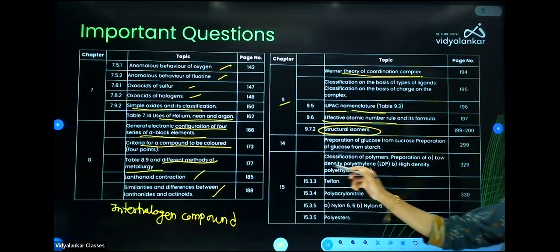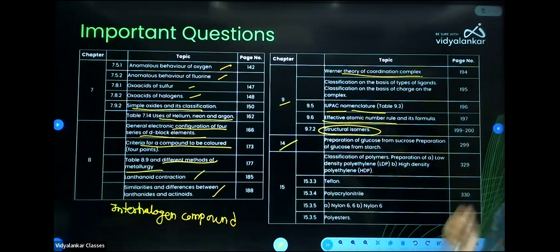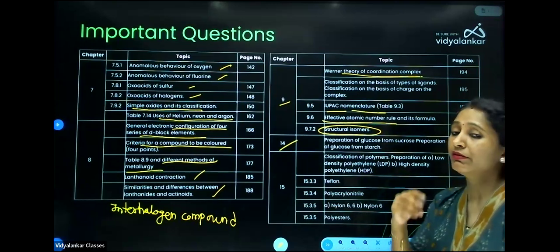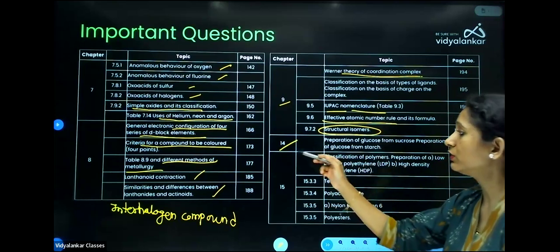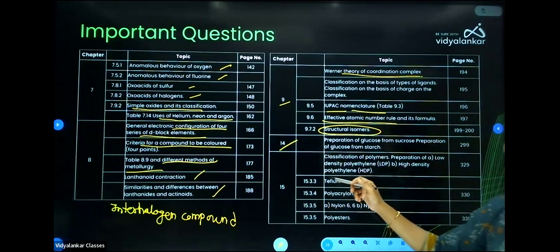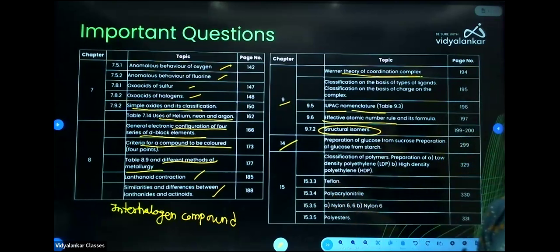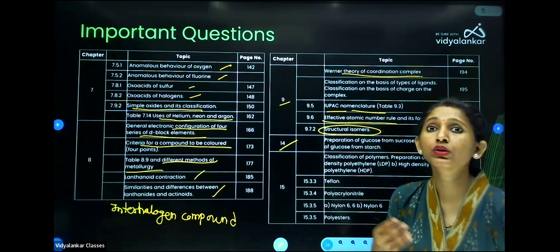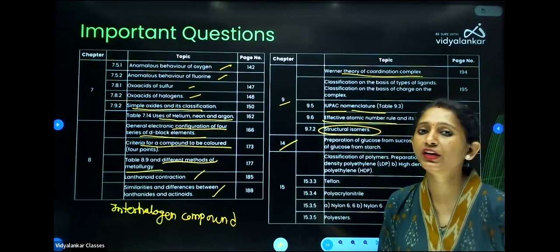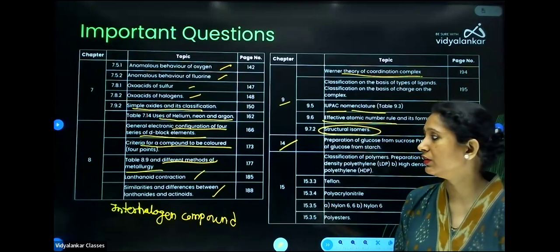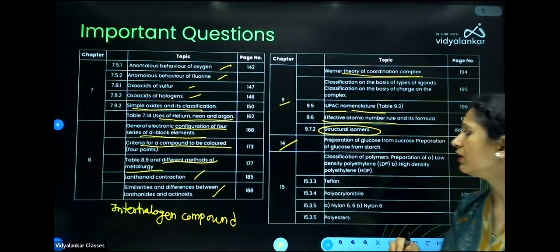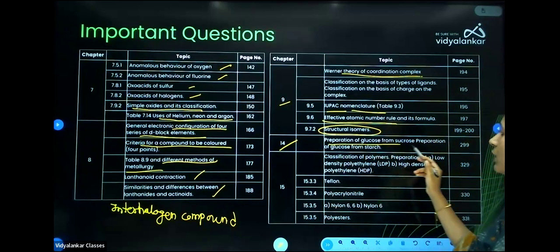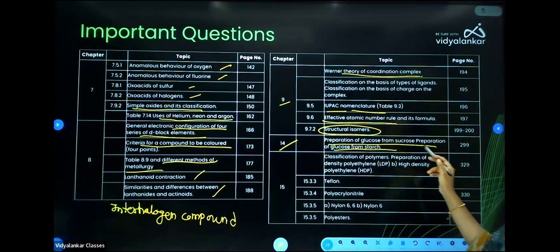Now from 9, I am directly moving towards chapter number 14, as in between we have the chapters of organic chemistry. We will discuss them later in the next slide. So this is chapter number 14, which is nothing but biomolecules. Now biomolecules is actually an easy chapter. If you have more interest in the subject of biology, definitely you will find this chapter easy. But if you find it difficult, then at least do not skip the preparation of glucose from sucrose, as well as the preparation of glucose from starch.